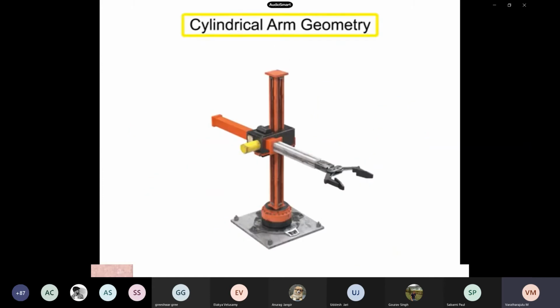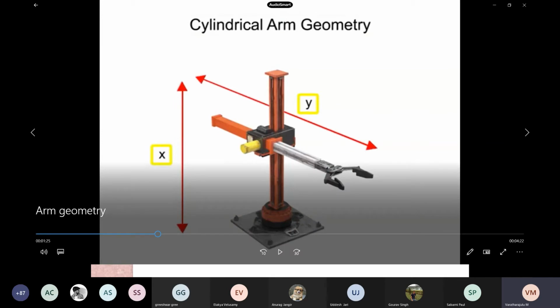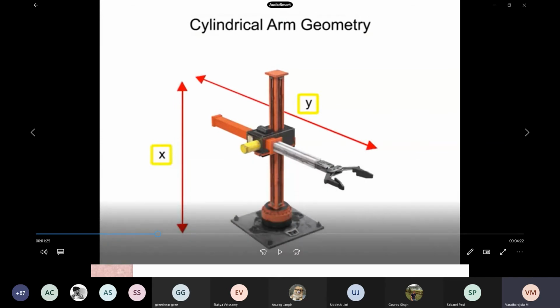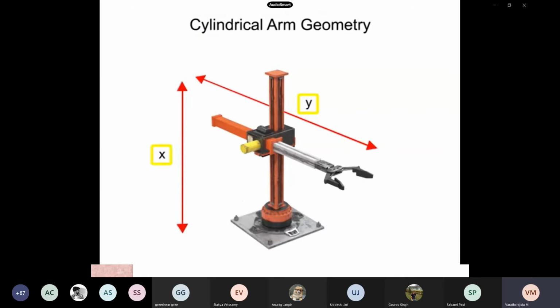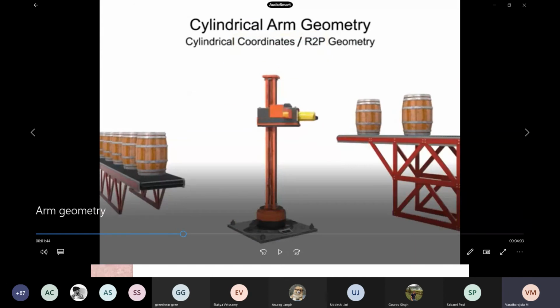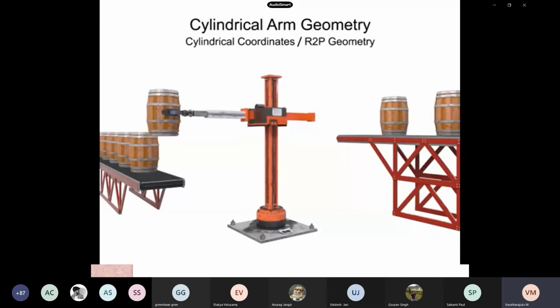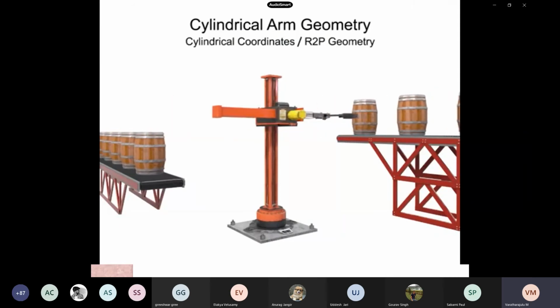Cylindrical arm geometry robots move linearly in 2 directions. This is the second type of geometry, that is cylindrical arm geometry, and they rotate in one other. Since this type of robotic arm moves in 2 separate prismatic or linear directions and rotates in one direction, it's given the designation of R2P, where the R stands for rotational. Please remember R2P. This type of robotic arm is most often used in machine tending, assembly, material handling, and palletizing operations.